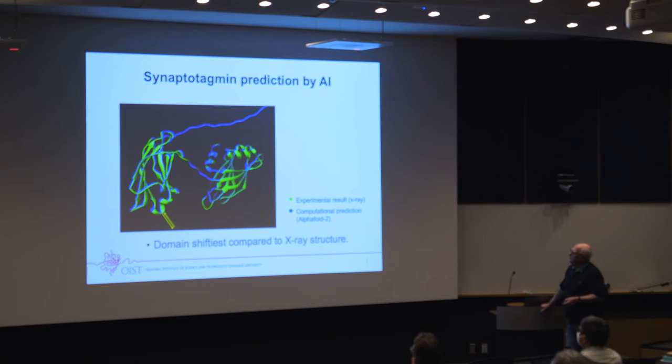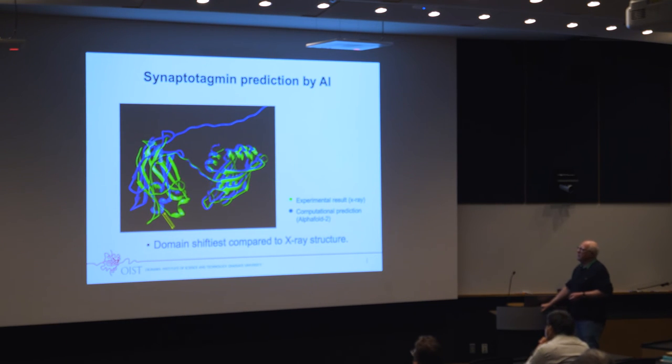So one can actually go on with this. And in this particular picture, you see the X-ray experimental result. That's the sort of greenish yellow here. And the other one is computational prediction, because people have come up with this AlphaFold version where you can predict the structure. And here one can see that AlphaFold is kind of good, but not in all aspects. So AlphaFold can be used, yes, but you have to know how to reinterpret it to make sense out of it.